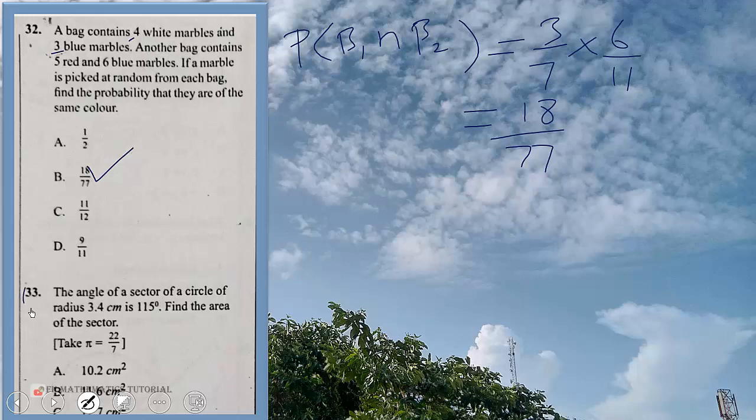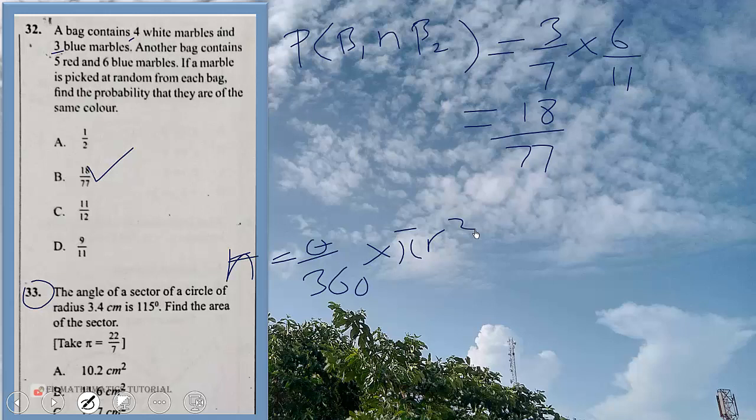So we have question number 13 now. It says the angle of a sector of a circle of radius 3.4 centimeters is 115 degrees. Find the area of the sector. So the area of a sector is given by theta over 360 times pi r squared.